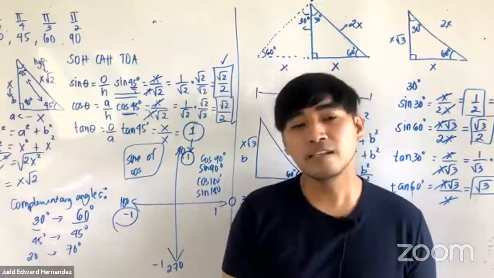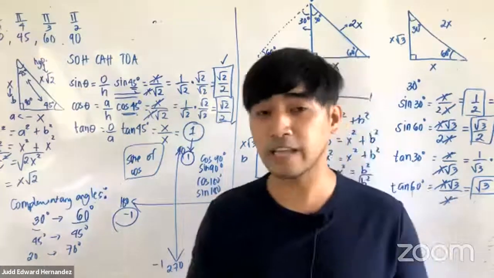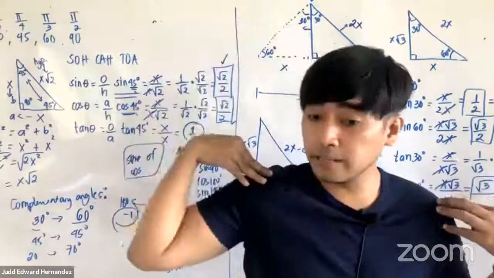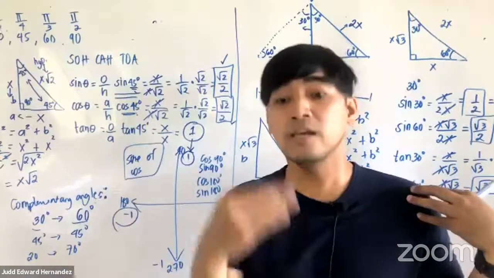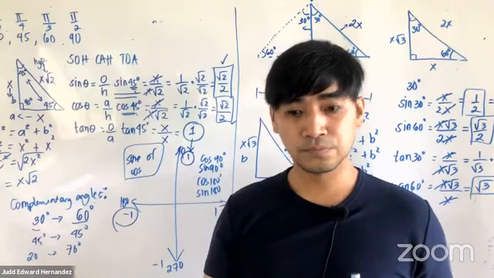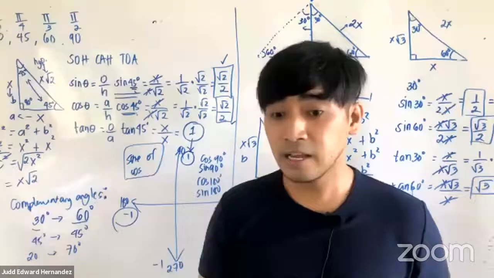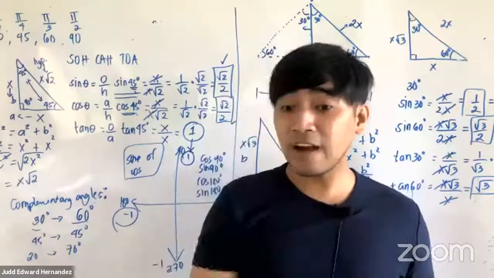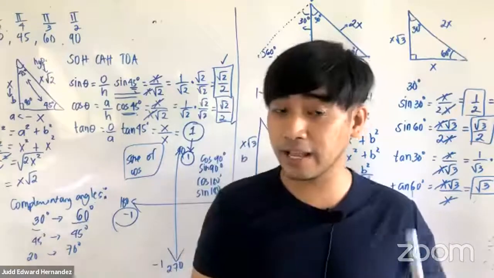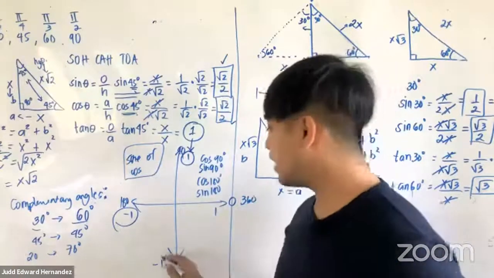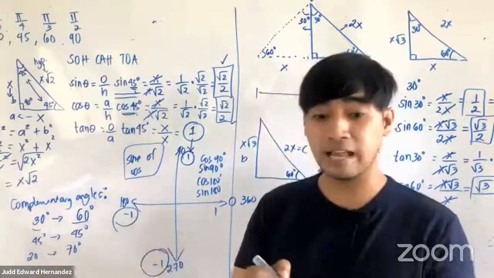So check natin naman. What is sine 270? Sine 270. This is 0. This is 90. This is 180. This is 270. Is 270 on the y-axis? Yes or no? Yes. Therefore, there is a value of sine. And that should be, dahil nasa baba, it should be what? Negative 1. And that is the answer.